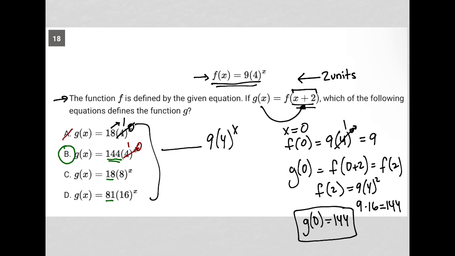Again, I can check the rest, but it's pretty obvious. This turns into 1, and that's just going to be 18, so that's not right. This turns into 1, and that's going to be 81, so that's not right. So the only answer choice that gives me the 144 that I expect at g of 0 is choice B.